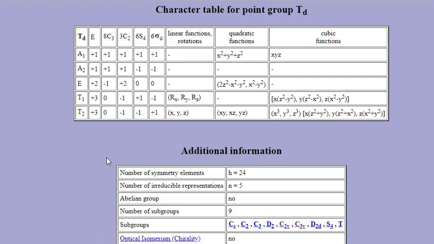And so if we want to figure out the order of this group, it would be 6 and 6 is 12, plus 3 is 15, plus 8 is 23, plus 1 is 24. So the order is 24. So we can refer to it as h, it's 24. And let's start by looking at the sigma bonding of such molecule. So we have the tetrahedral group, and we're looking at sigma bonding in this case.